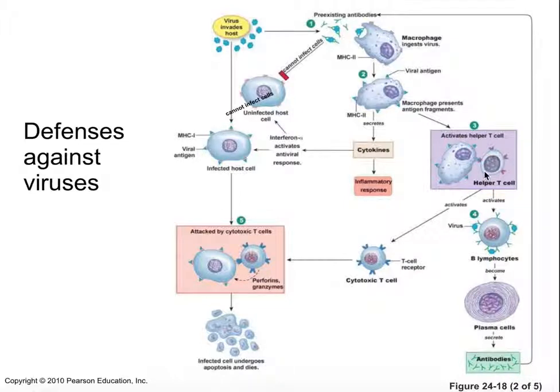And the helper T cells will also activate other immune cells, like our B lymphocytes. And when our B lymphocytes get activated, they will turn into plasma cells. And plasma cells make more antibodies. And we like that because these antibodies can hurry up and tag up all of these viruses before they can infect more of our normal cells. So these are examples of how our immune system can respond to a bacterial and a viral infection.